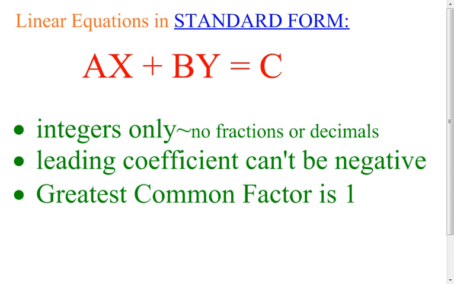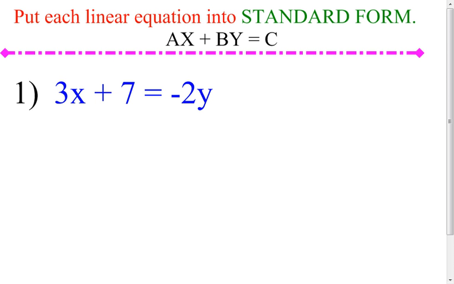So first of all, when you make your equation, you can only have integers. You cannot have fractions or decimals. This will all make so much more sense when we do it in a problem here. Your leading coefficient, basically that's your a, the one in front of your x, cannot be negative. It has to be a positive number. And the other thing is your greatest common factor. The number that goes into a and b and c has to be 1. And we'll do some examples to hopefully make this a little clearer for you.